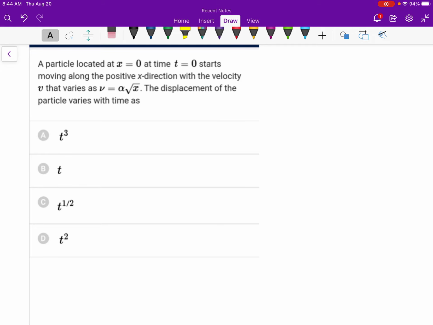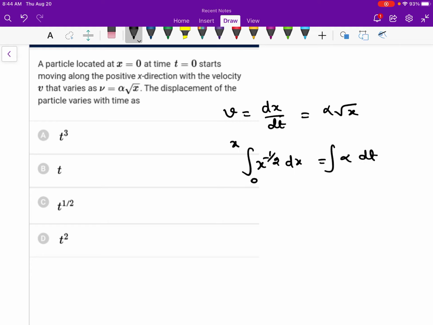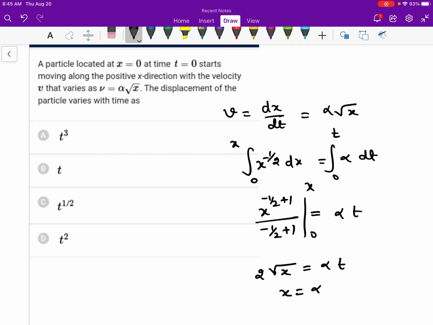A particle located at this point, moving in positive direction, v is alpha root x, the displacement of the particle will be, so v is dx by dt, that is equal to alpha root x, so x to the power minus half dx is alpha dt. Integration from 0 to x, from 0 to t, so that is x to the power minus half plus 1 upon minus half plus 1, from 0 to x, is equal to alpha t. So 2 root x is equal to alpha t, so x is alpha square t square by 4, so x is proportional to t square.